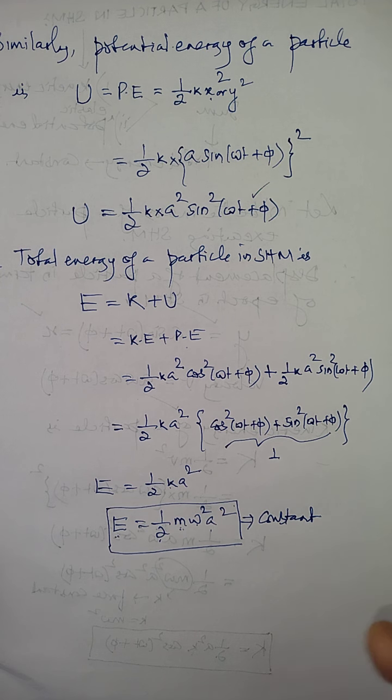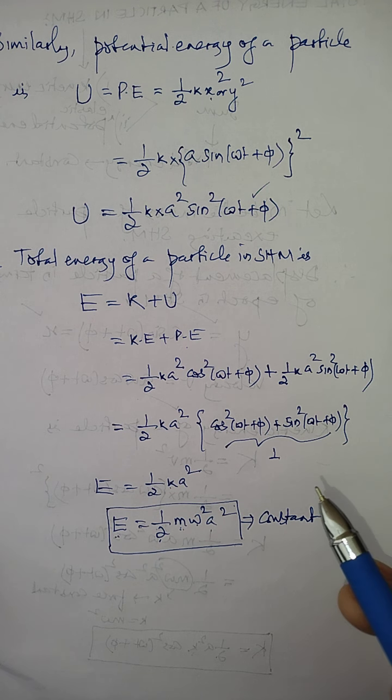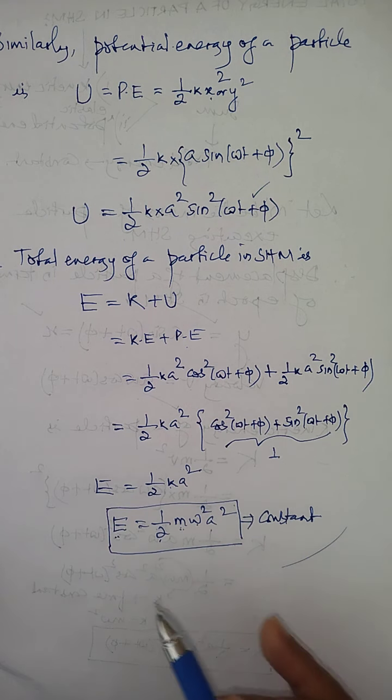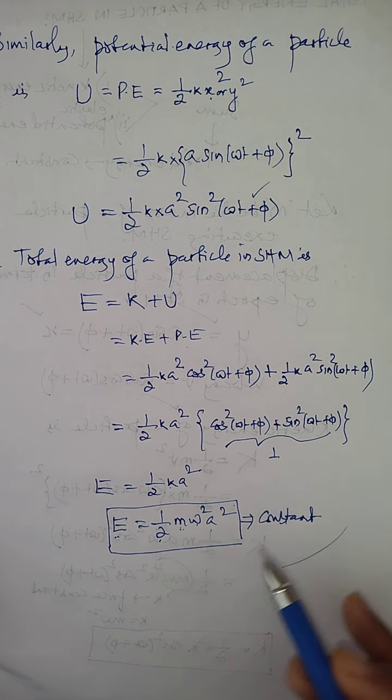Whether the particle is at the mean position or the maximum position, at any position, the energy always remains constant. The total energy does not depend upon the displacement or the position of the particle. However, kinetic energy may change into potential energy, and potential energy gets converted into kinetic energy, but the total energy always remains constant. So this is called the total energy of the particle.